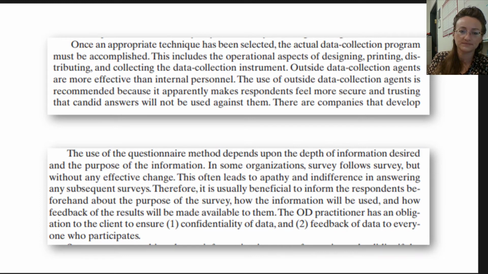Here's another one. The use of the questionnaire method depends upon the depth of information desired and the purpose of the information. In some organizations, survey follows survey, but without any effective change. This often leads to apathy and indifference in answering any subsequent surveys. Apathy. So what does that tell you about the systemic reasons that employees may be apathetic or cynical? What does that tell you about articulated versus practiced values of an organization?